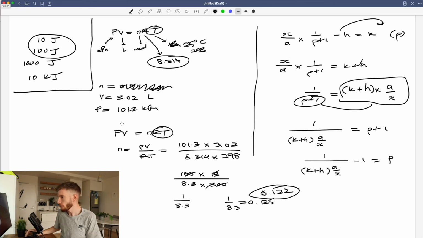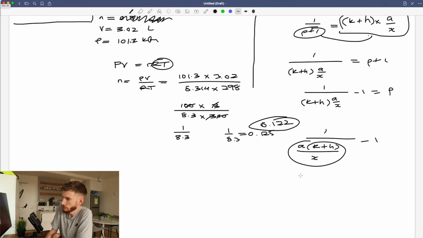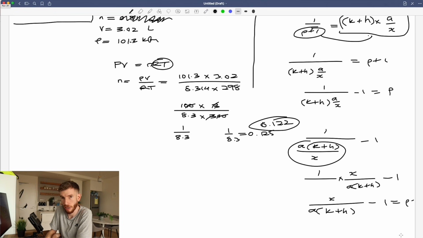So always be on the lookout for that. But I mean, there's not a huge amount more that we could do here. I could probably pull out, so k plus h times a, put the x down there, take away 1, and then I can kind of flip this fraction, so 1 and then times by x on a. That looks a little bit nicer. And then that would give me x on a times k plus h minus 1 is equal to p, and that's probably as far as they're going to go, right? They could potentially put this over the same denominator, but that would start to make it a whole lot messier.